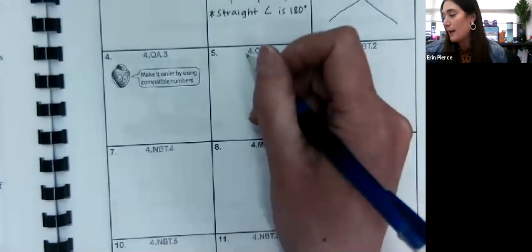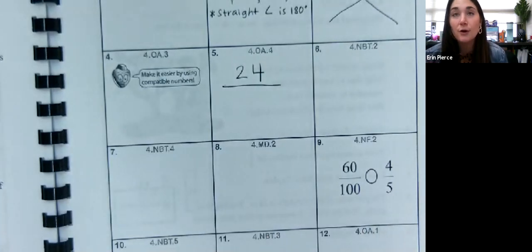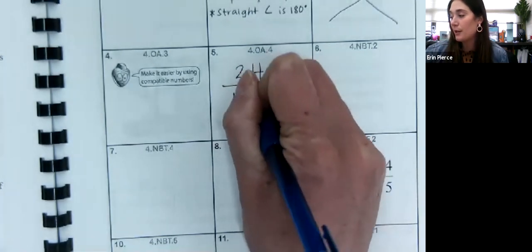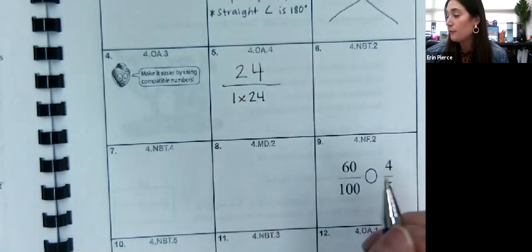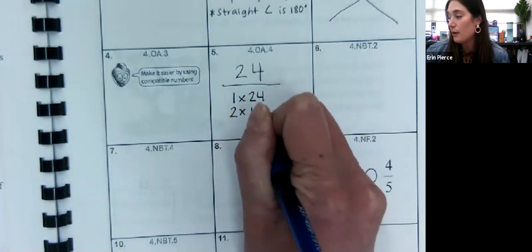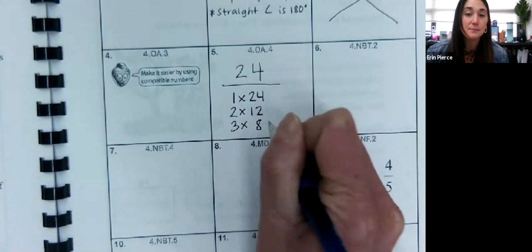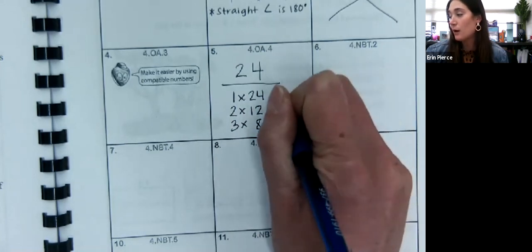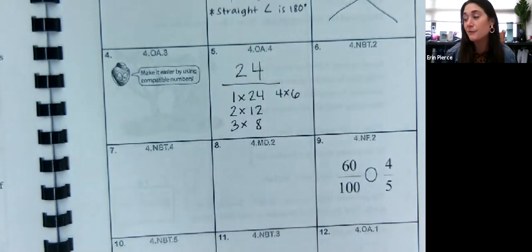Number 5, factor pairs. So what are all the ways that we can make 24? I want you to think. What are all the ways you can make 24? Well, one pair is 1 times 24. That's one of your pairs. 1 times 24 and 24 times 1. I can also do 2 times 12. I can also do 3 times 8. I can also do 4 times 6. Those are all of my factor pairs for 24.